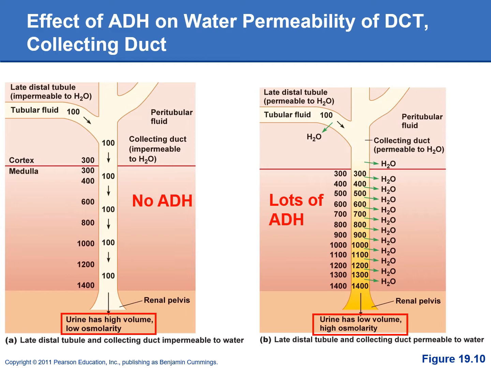If you are secreting lots of ADH, maybe it's a hot day and you're dehydrated, then if you have lots of ADH being released, you're going to reabsorb a lot of the water from the urine. And the maximum concentration of your urine that you can make is 1400 milliosmolar. So that would be a really dark yellow, and you'd be urinating a very small amount of urine.